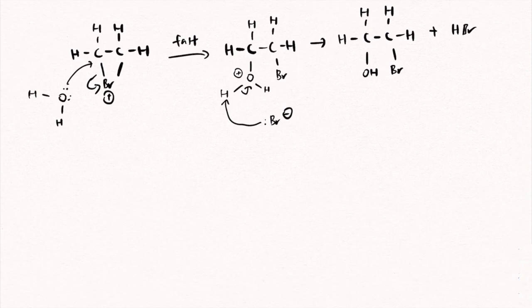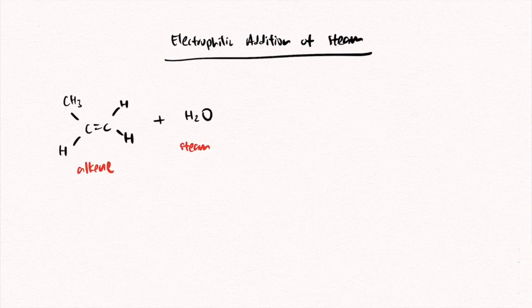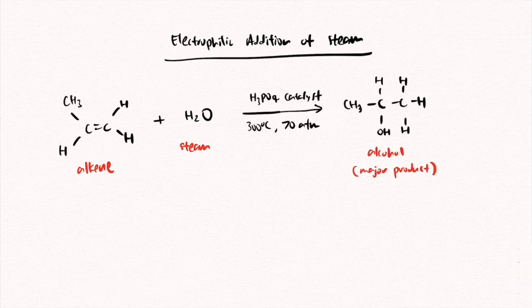Now, the final reaction that we will need to know will be the electrophilic addition of steam. Note that the previous reaction that we had gone through was the electrophilic addition of water at room temperature and not steam. So, for this reaction, when we react an alkene with steam, we get an alcohol. Again, there would be a major and minor product due to Markovnikov's rule.